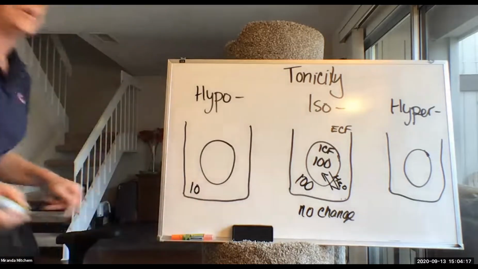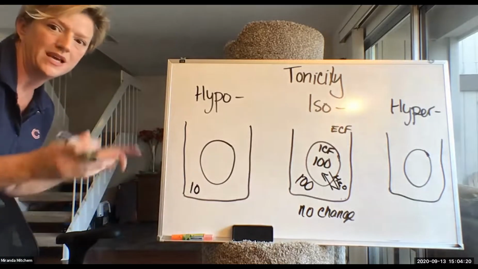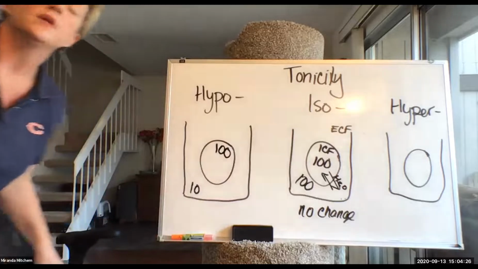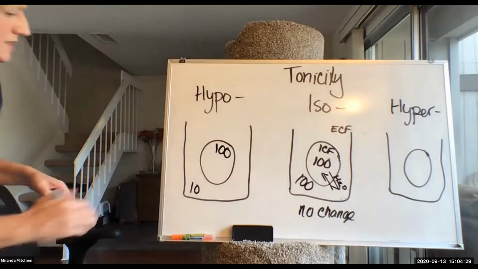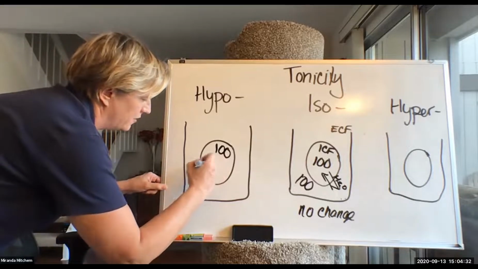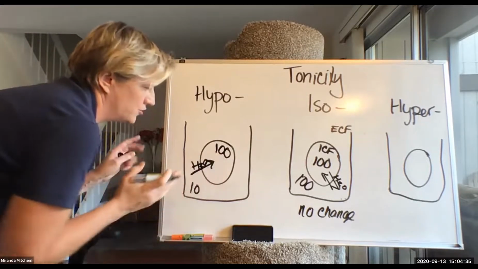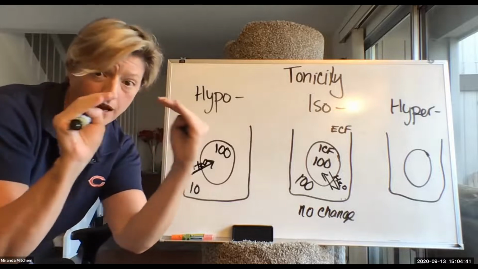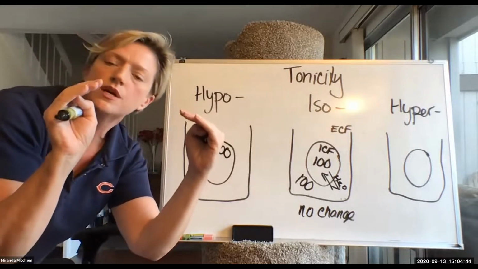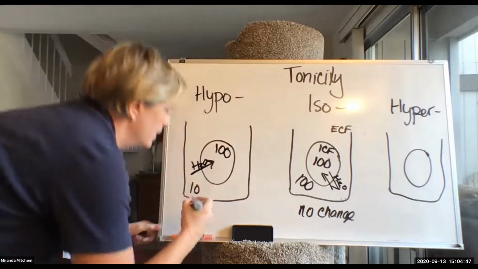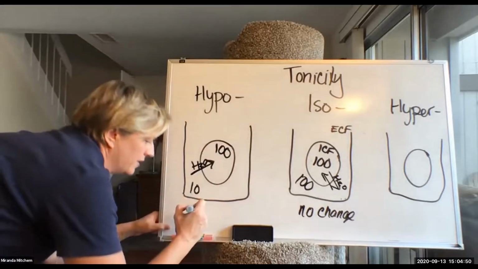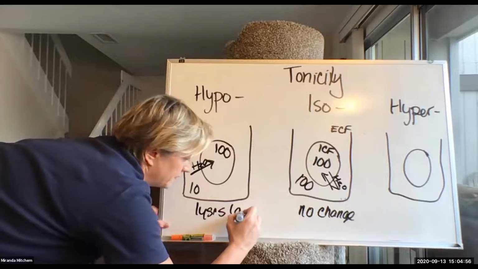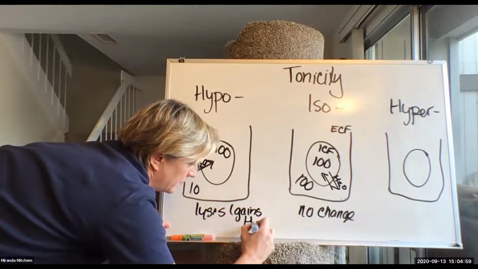In the hypo environment, let's put some numbers to it. We've got 10 units outside. Hypotonic means less outside. And then we've got 100 units inside. So what's going to happen is that the water from the environment is going to go inside the cell to effectively try to dilute the concentration inside the cell. And the cell will get bigger and bigger and heavier. We measure that in lab exercise 3, and eventually it will burst. So it gets bigger, and then it undergoes lysis. So it gains water.